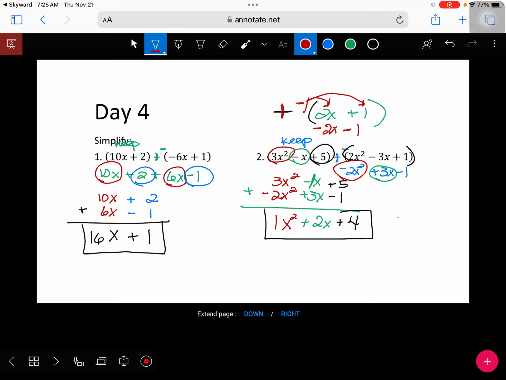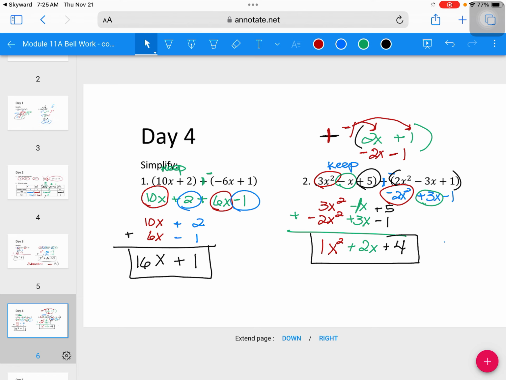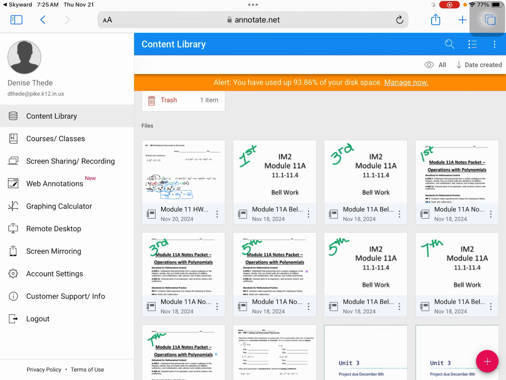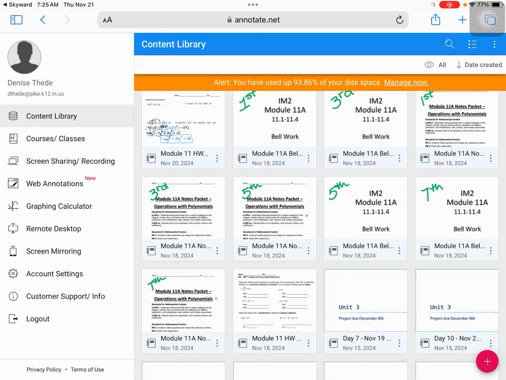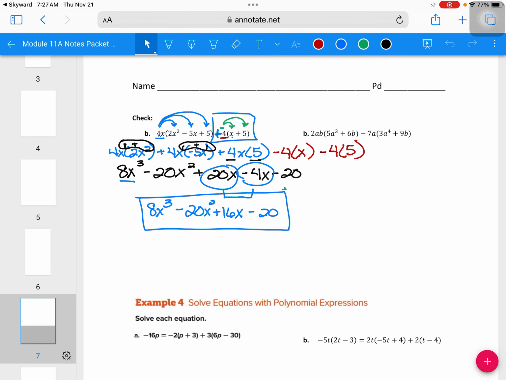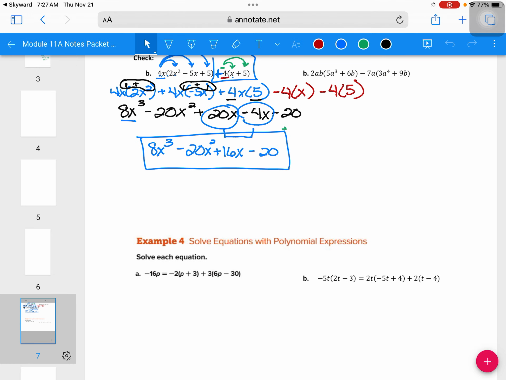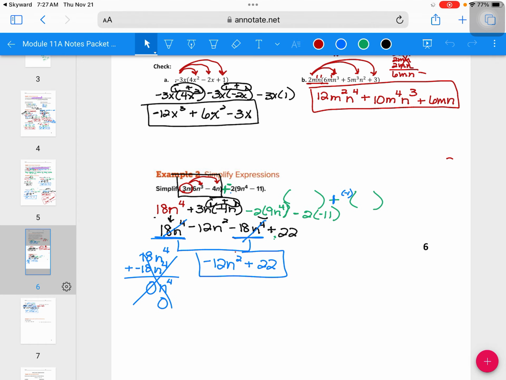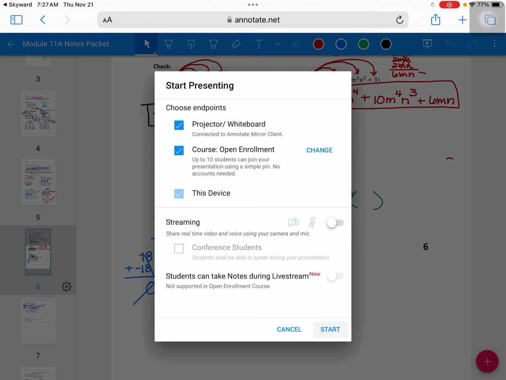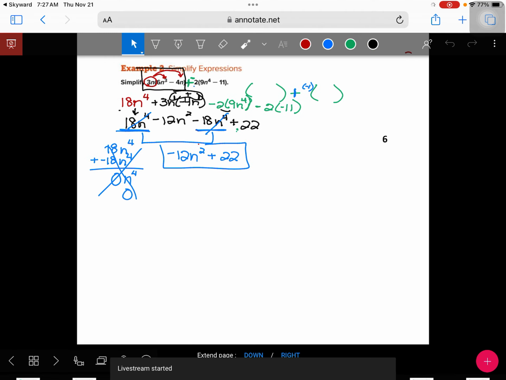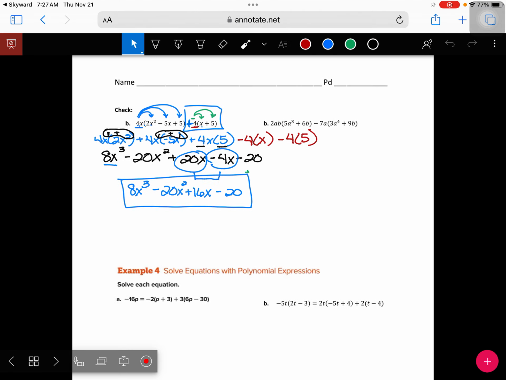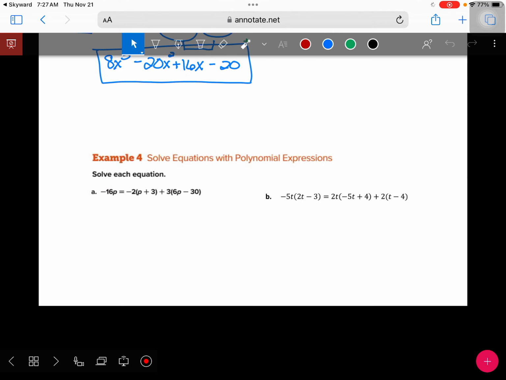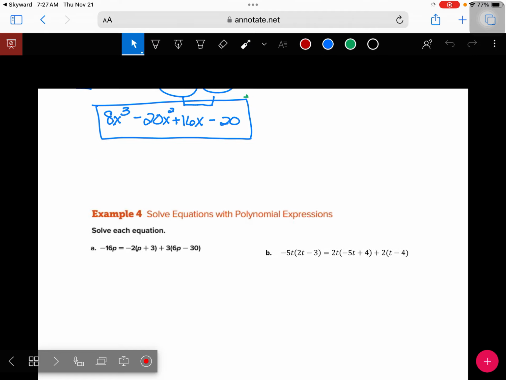Multiplying polynomials. Did anybody try the homework last night? Homework number 2. Did you do a little of it, or are you waiting till tonight? Let's see where we are at. We actually got through a lot of stuff yesterday. Okay. Looks like we are on page 7.